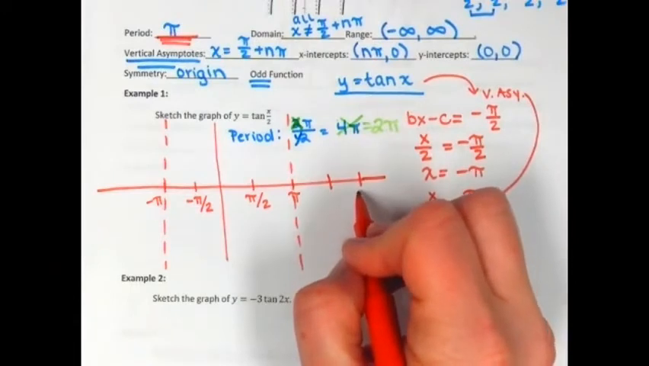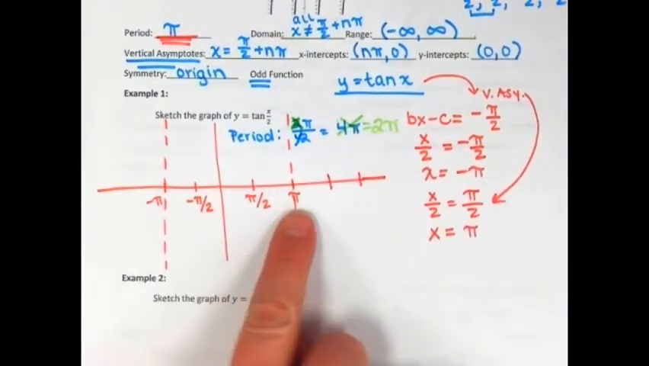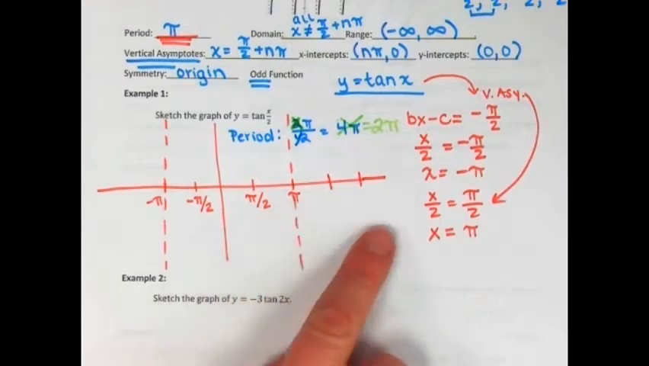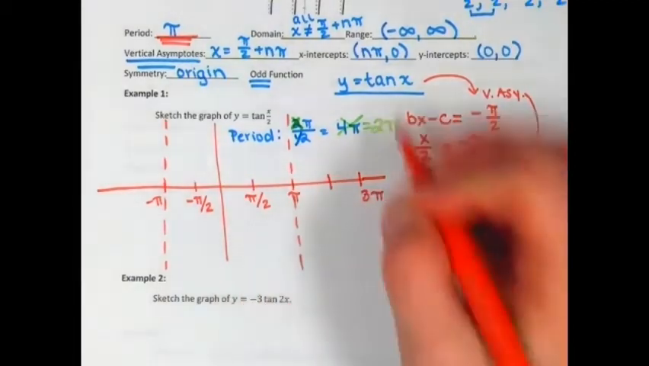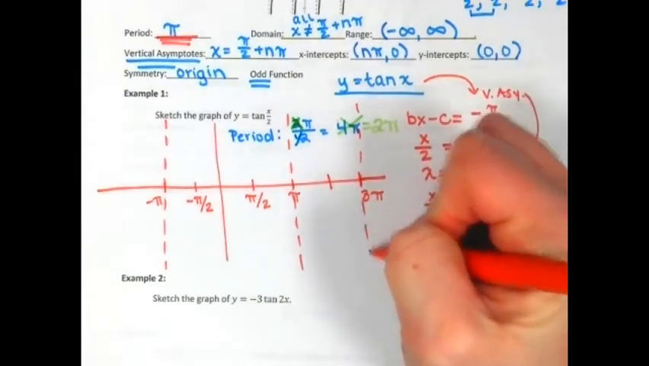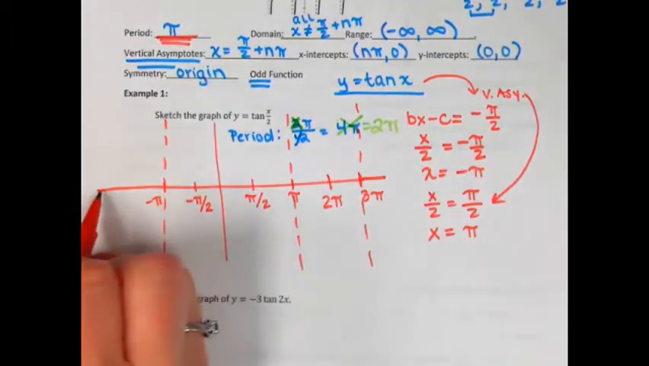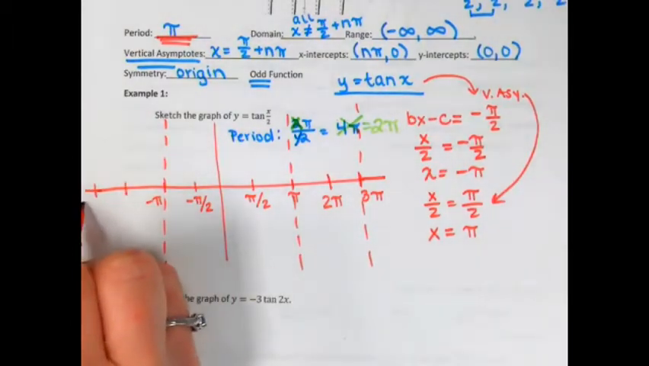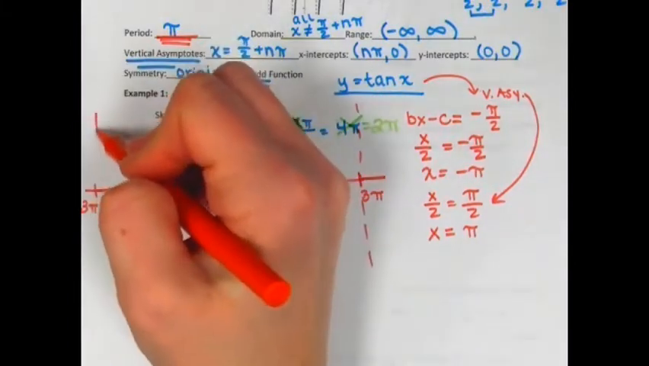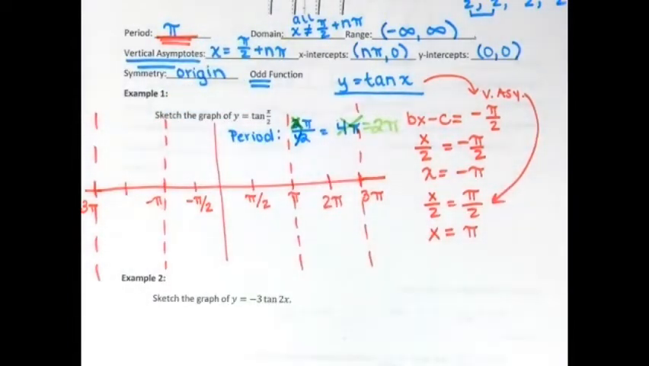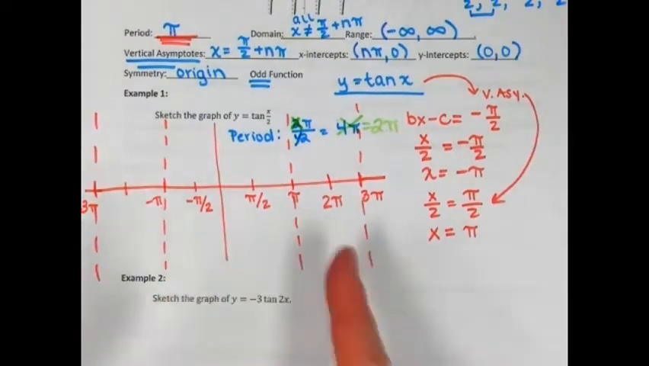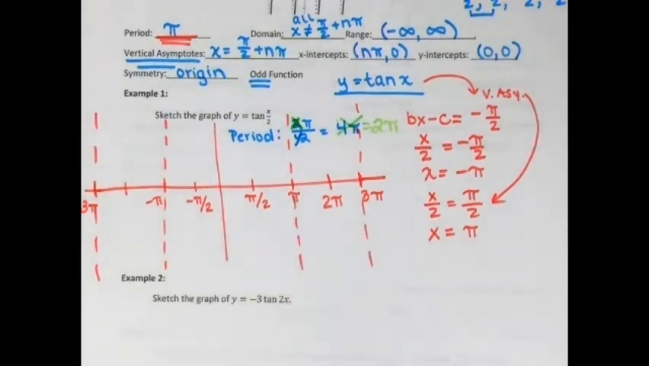So where would my next vertical asymptote go? We went from negative pi to pi, so we're going to go from pi to 3 pi. Why is it 3 pi? Because it's plus 2 pi. Exactly. So where would it be going backwards? Negative 3 pi. Is everyone okay with that? Obviously, these aren't spaced evenly, right? I did not do a good job spacing evenly.